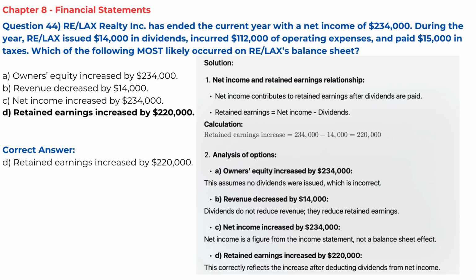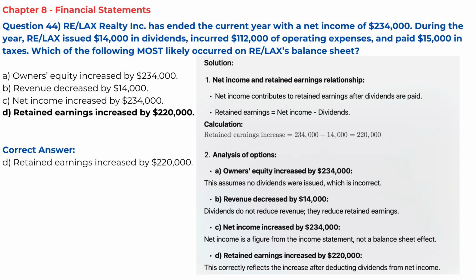Question 44. Relax Realty Inc. has ended the current year with a net income of $234,000. During the year, Relax issued $14,000 in dividends, incurred $112 of operating expenses, and paid $15,000 in taxes. Which of the following most likely occurred on Relax's balance sheet?